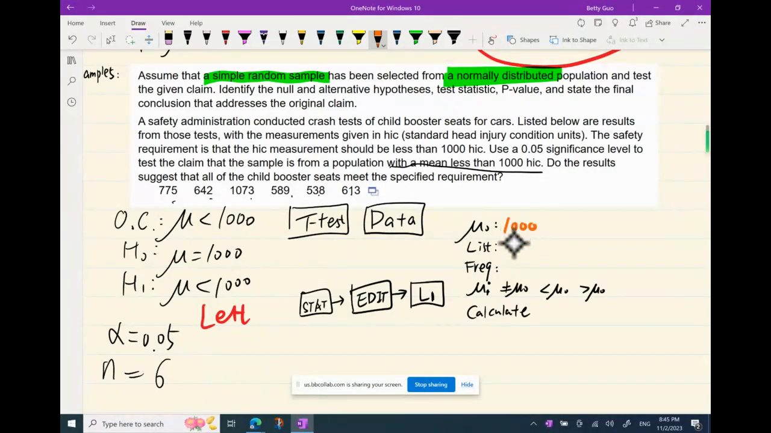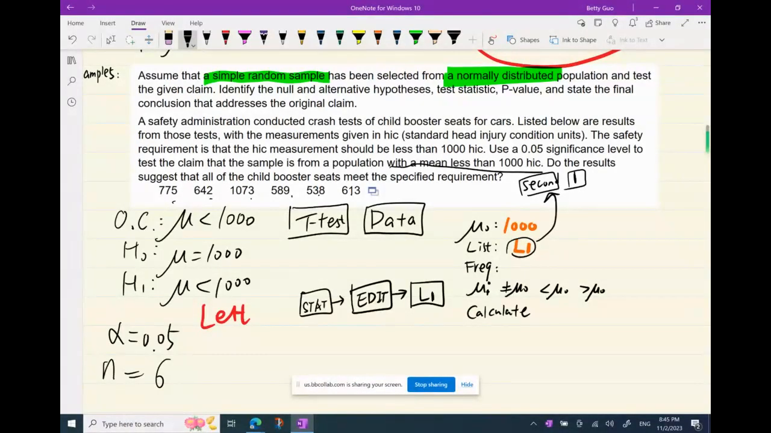Our list is L1. How do we enter L1 there? We press second and then the number 1 key. So you would have L1 there. All right, so let me enter that. mu_0 is 1000. L1, second 1.